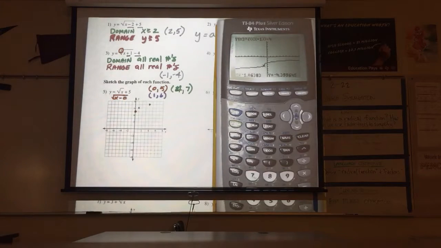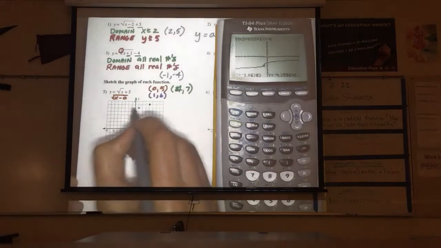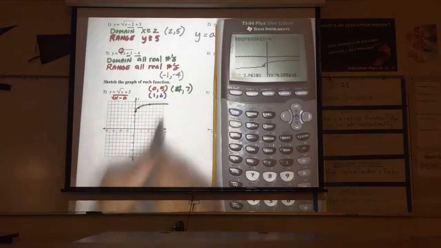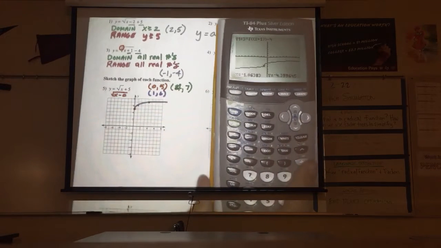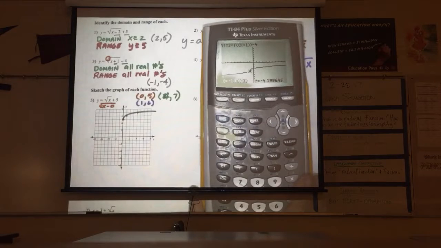So at this point, you can see the behavior of the graph, and you can see where it goes. And it's just going to gradually, that's not the best drawing, gradually increase. Okay? So that is where we end up with our graph. If we do this on the calculator, you should get the same exact thing.